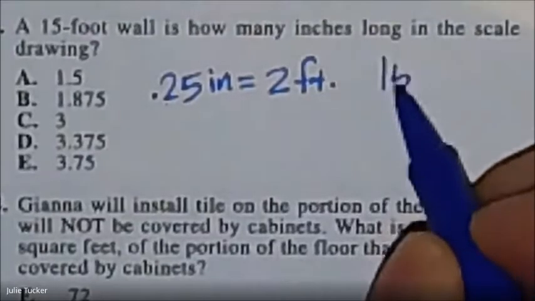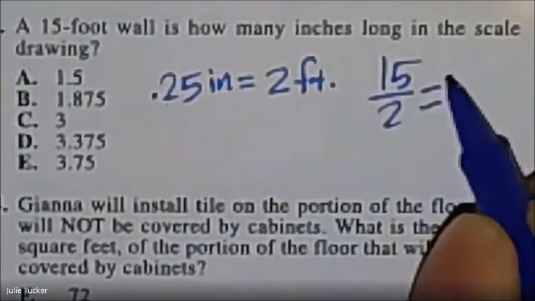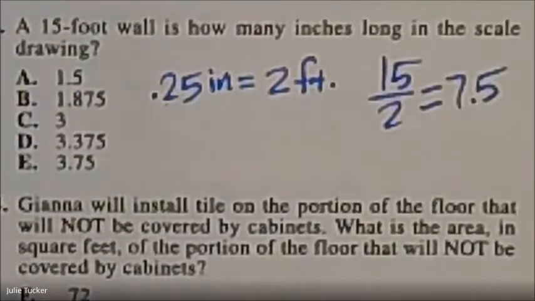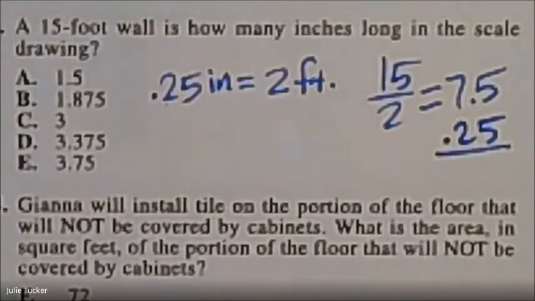Yeah. So we need to do 15 divided by 2. That's 7.5. So there's 7.5 of these 2-foot parts. Then multiply that, 7.5 times 0.25. You got it.